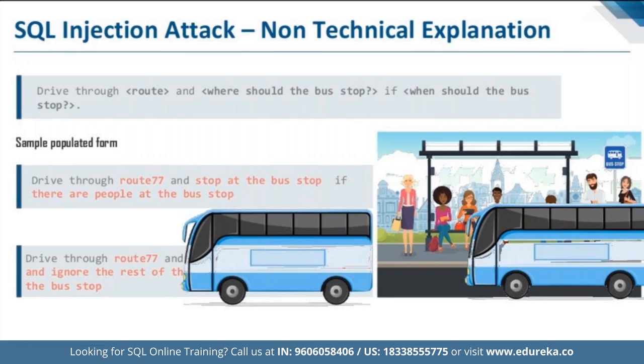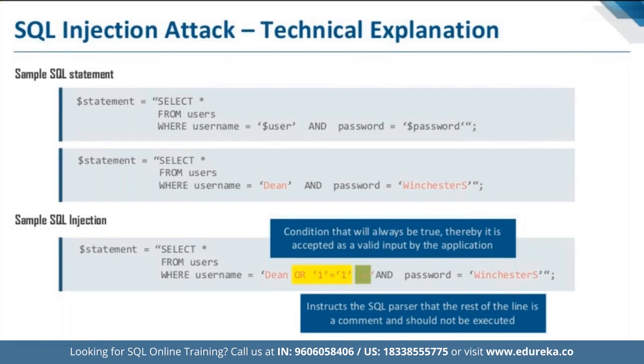So the statement is: drive through route 77, that is the name of the route, and stop at the bus stop if there are people at the bus stop. Now suppose I inject it like this: drive through route 77 and stop at the bus stop, but ignore the people who are there at the bus stop. Then it will stop, but it will not allow people to onboard the bus. So this is what SQL injection is, and this is how it looks.